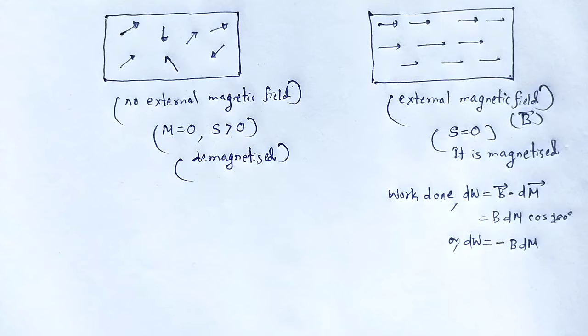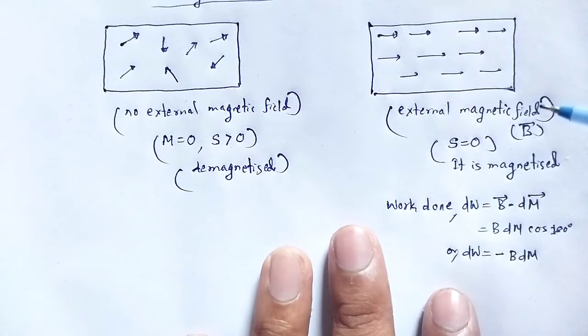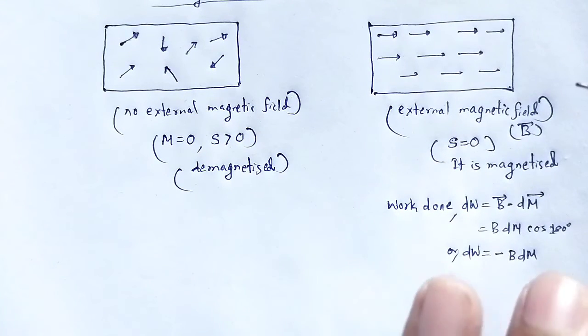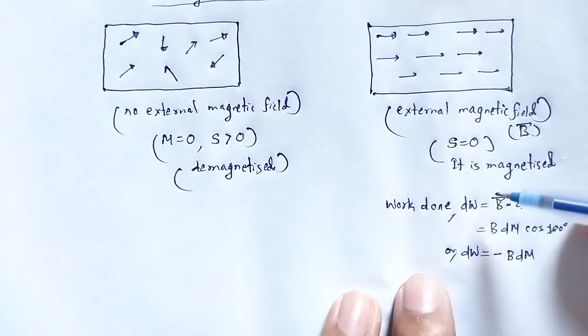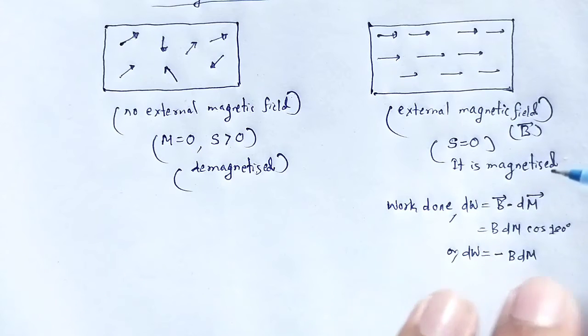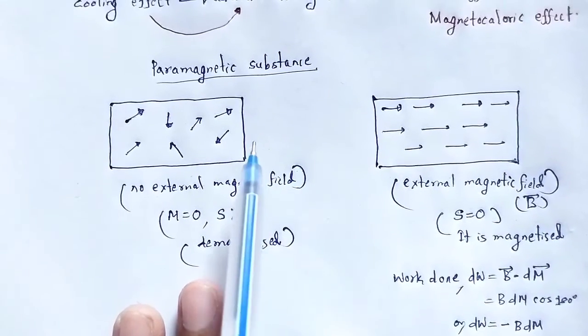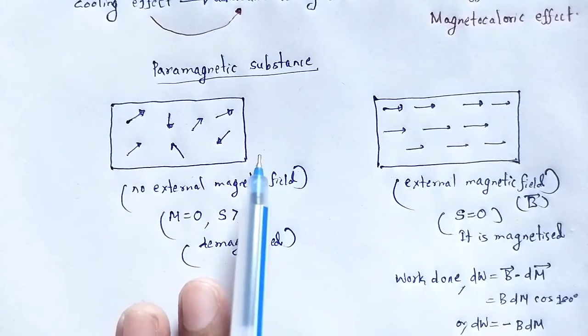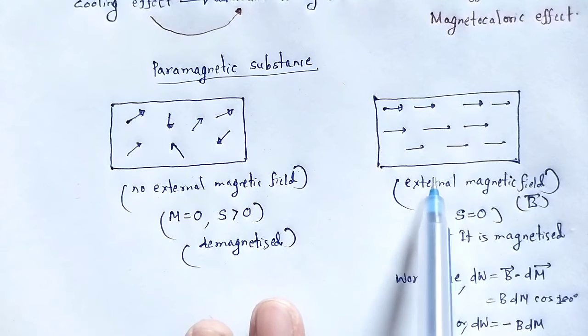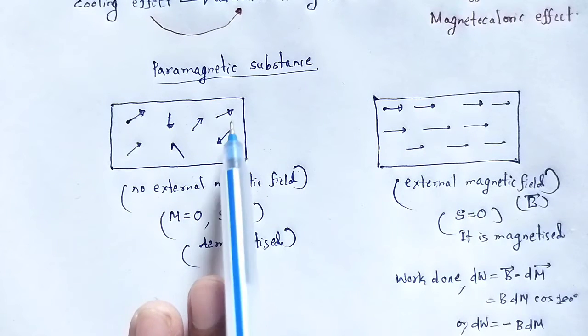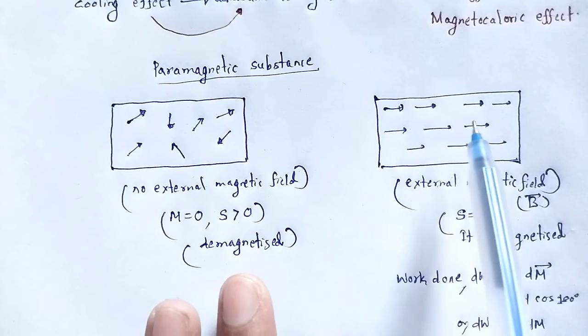The substance gets demagnetized. On isolating that system and switching off that magnetic field, the work done by the substance is taken from the internal energy of the substance, and the temperature of the substance falls. And due to the application of an external magnetic field, the demagnetized paramagnetic substance is now magnetized.